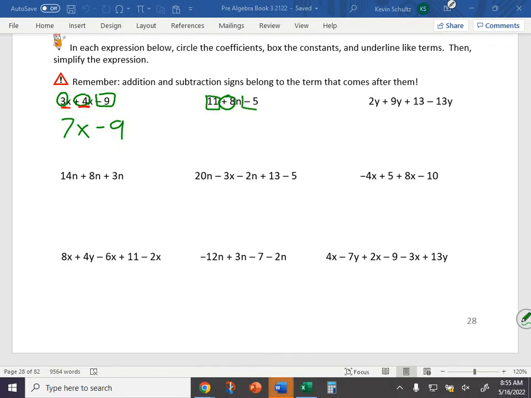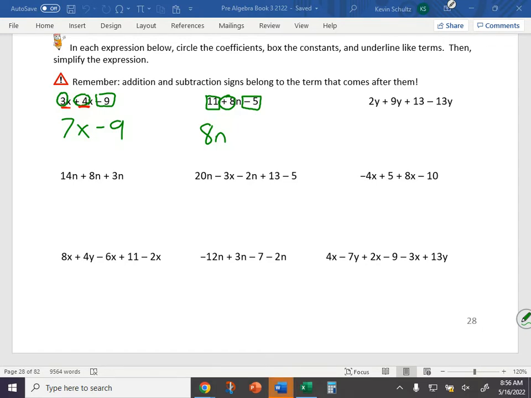11 and -5. Okay. So signs belong. And here's why recognizing that sign is important. Because when we now combine like terms, I only have one n term, right? There's no other n's here. So that's not going to change. What's my constant going to be after this, Blake? 8n plus 6. Good. It's plus 6.